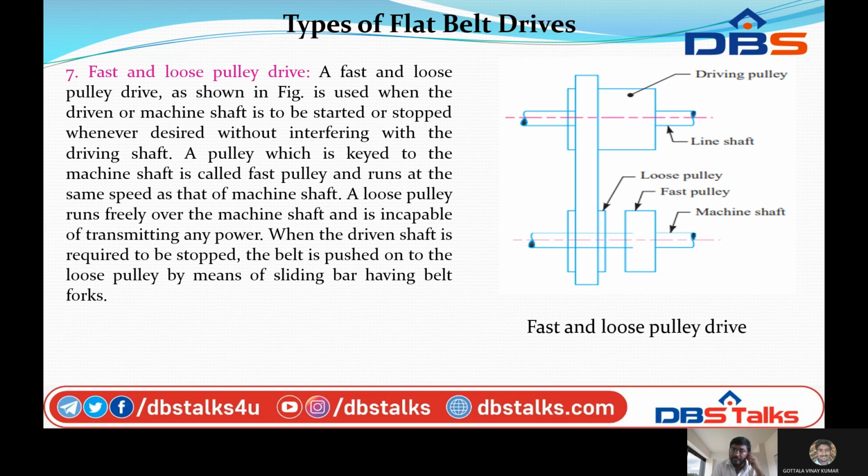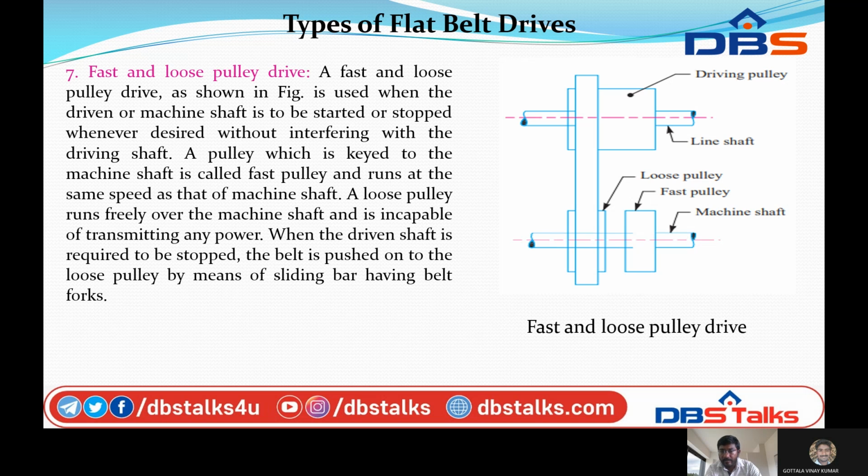A loose pulley runs freely over the machine shaft and is incapable of transmitting any power. When the driven shaft is required to be stopped, the belt is pushed onto the loose pulley by means of a sliding bar having belt forks. So we can see the figure.